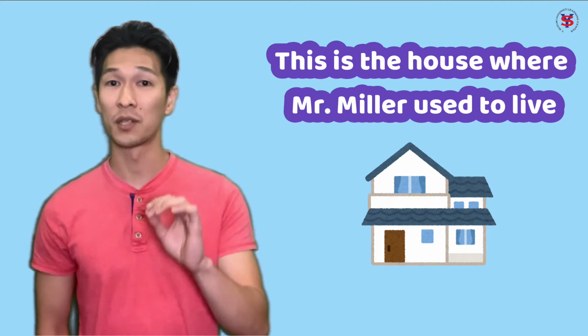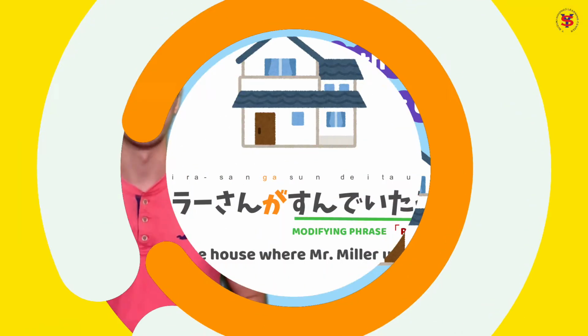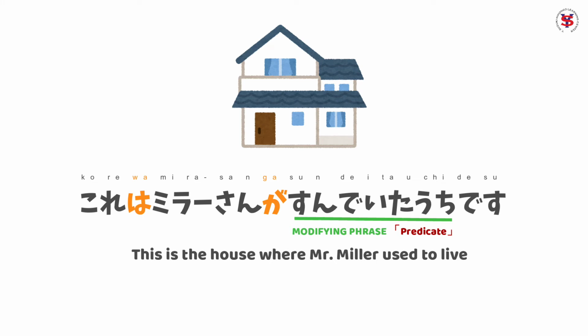Ang modifying phrase ay ginagamit din sa iba't ibang sentence patterns. We can describe more about the noun with additional information in the modifying phrase tulad nito. Example, this is the house where Mr. Miller used to live. In Japanese, that's これはミラーさんが住んでいた家です。Sa sentence na ito, ginamit ang modifying phrase bilang predicate.